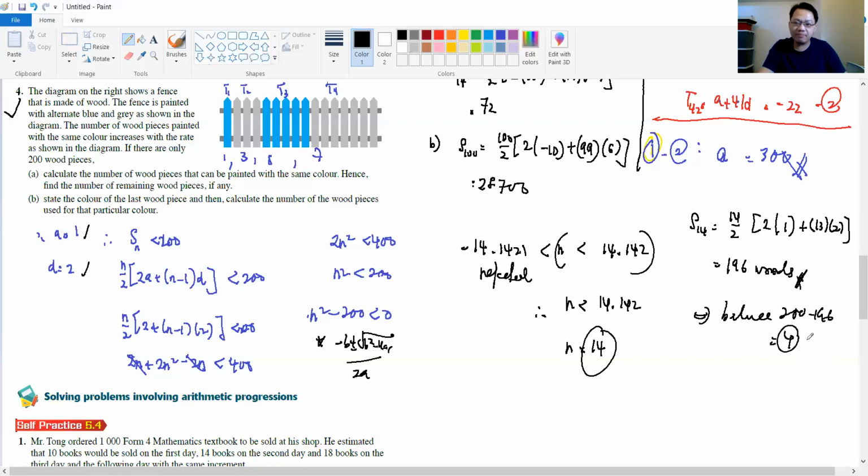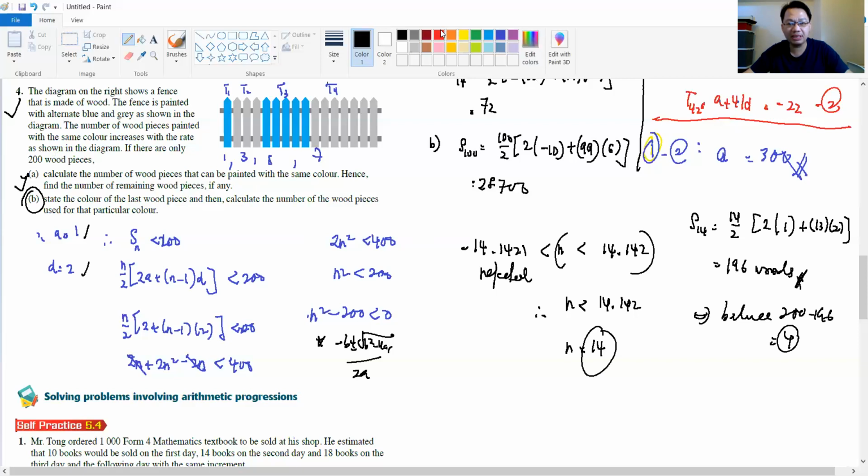Why do we have a balance? Because the 4 woods here is not enough for the next term. Okay, so that is the answer for A here. Wow, a lot, eh? It's a long process to get the answer. Okay, so how about B here?